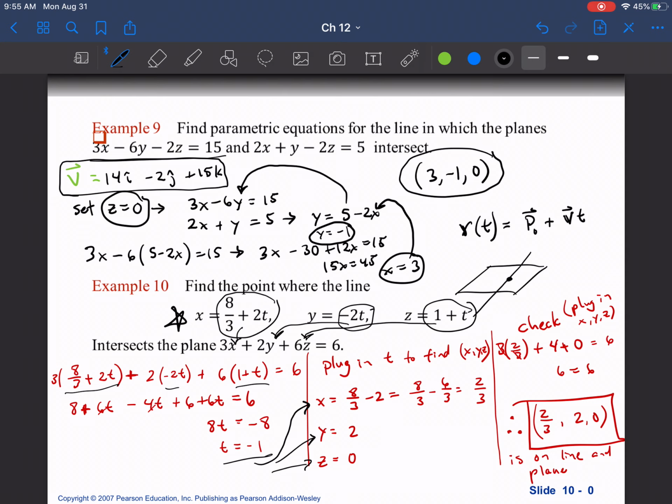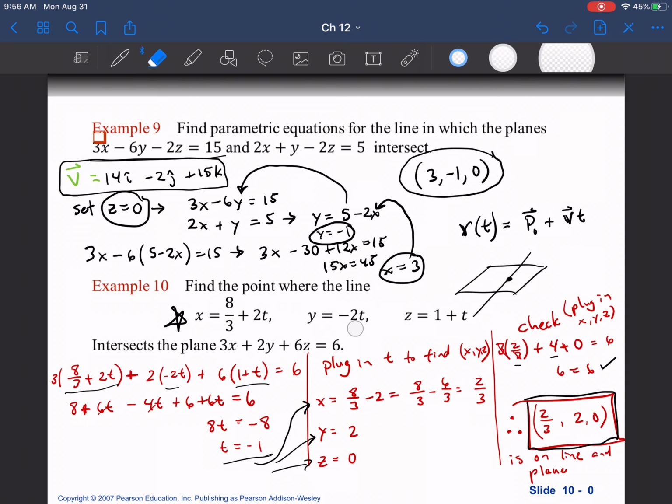I can come over here and do a quick check. I know that that point is on the line because I just plugged in a value for t and got a point on the line. But if I plug those three values back into this equation for the plane, I see that it is an actual solution for the plane as well. So the point 2/3, 2, 0, this point right here, is both on the plane and on the line, and therefore must be the point where they intersect, because a straight line and a plane are only going to intersect in one point, and that's a point where they both have the same solution.